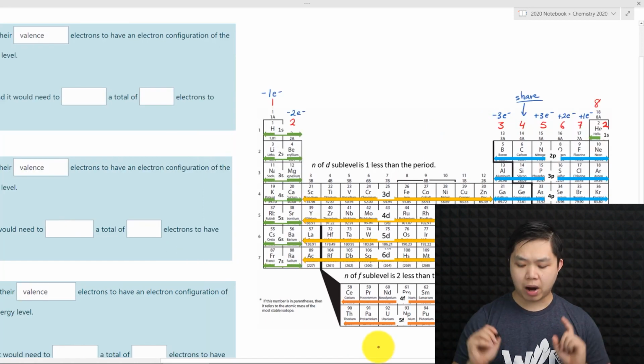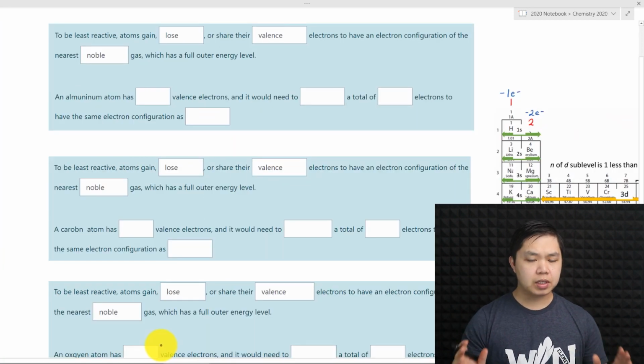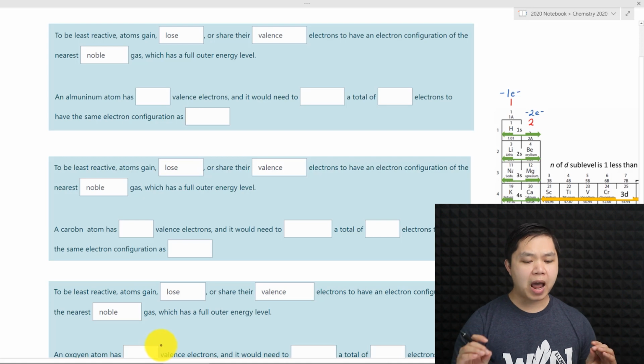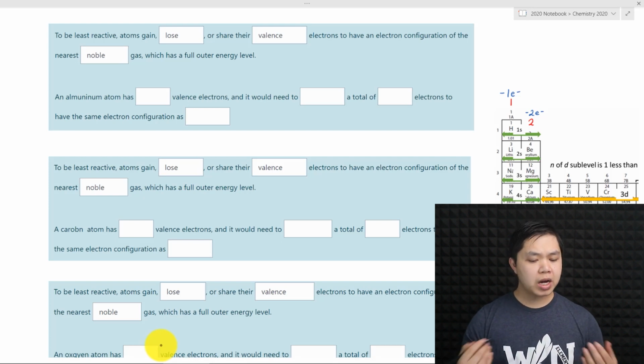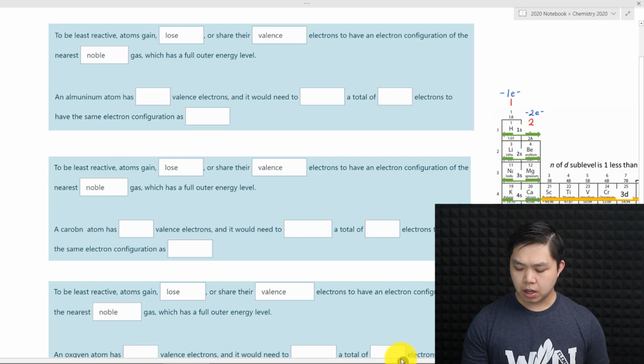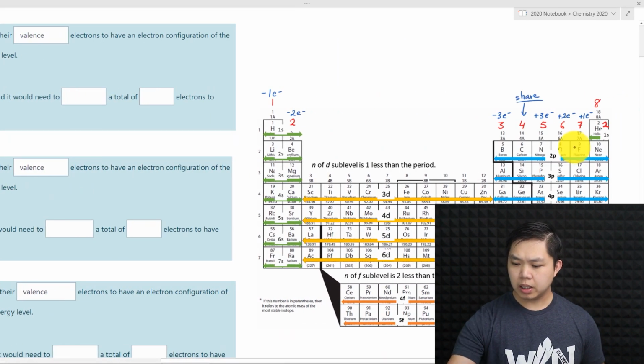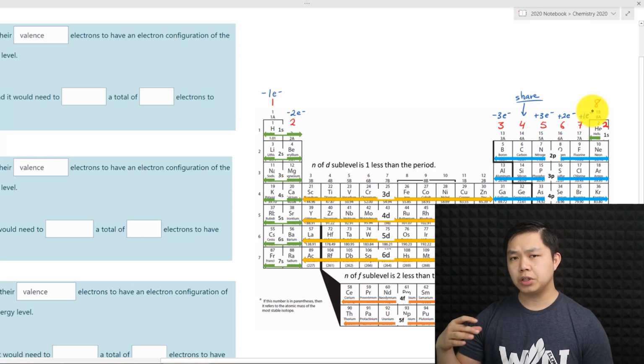Now let's do some practice problems. First of all, we have this statement again. To be least reactive, atoms gain, lose, or share valence electrons so that they have the electron configuration of the nearest noble gas, which has a full outer energy level. So go back to your periodic table.